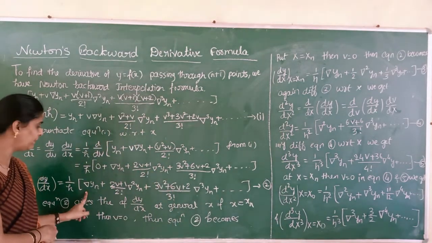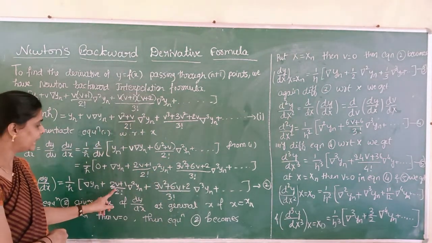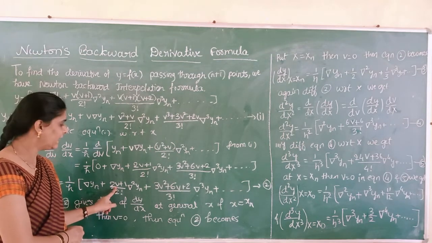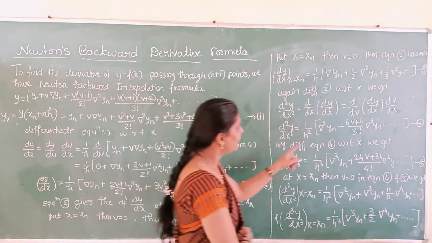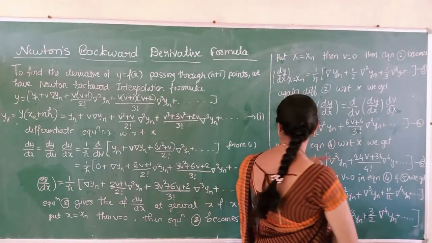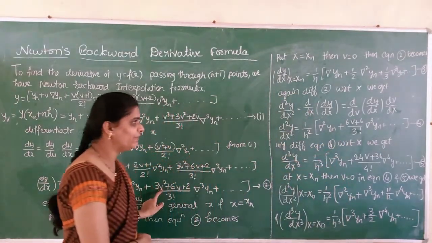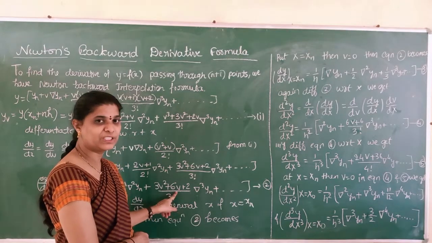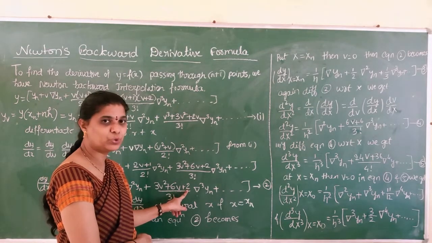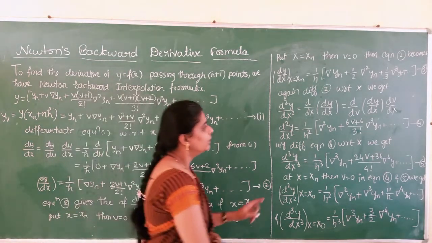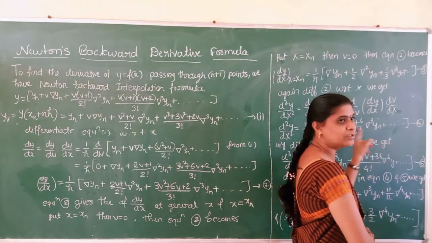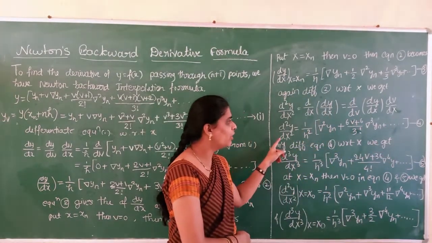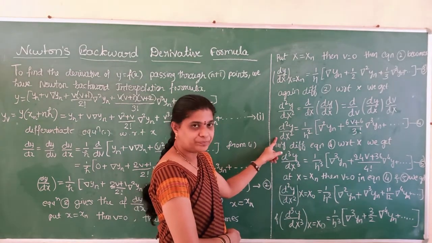First, it is independent of v, we get 0. Second, the derivative of 2v is 2 itself, 2 by 2 gives 1, so 1 into del square yn, plus the differentiation of 3v square gives 6v. The differentiation of 6v gives 6, and plus 2 gives 0, so we get 6v plus 6 upon 3 factorial into del cube y plus so on. This is the second order derivative of y.